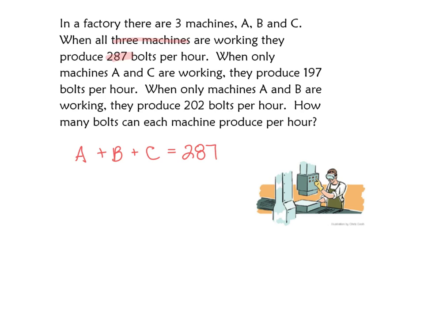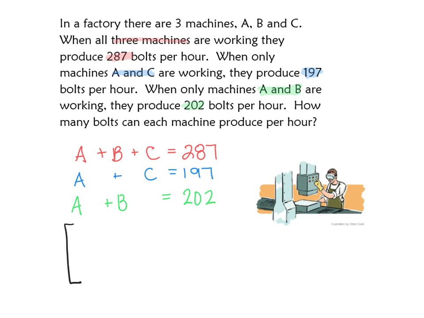If I keep reading, it says when only machines A and C are working, they produce 197 bolts per hour. So equation 2 is A plus C equals a total of 197. If you keep reading, when machines A and B are working, they produce 202 bolts per hour. So the third equation, A plus B equals 202. Once I have my three equations, I'm ready to set up my matrix and put it into my calculator.